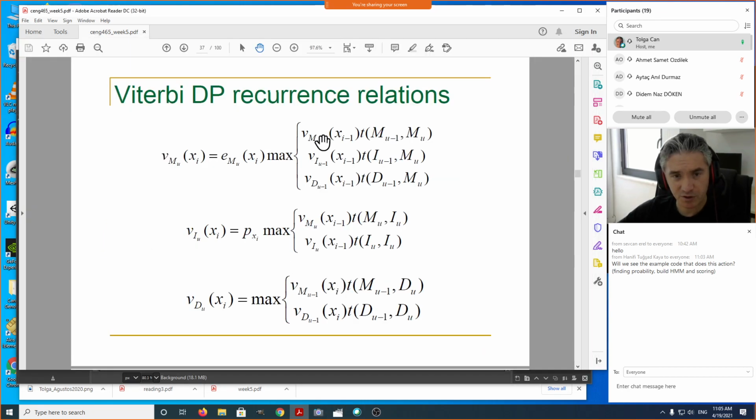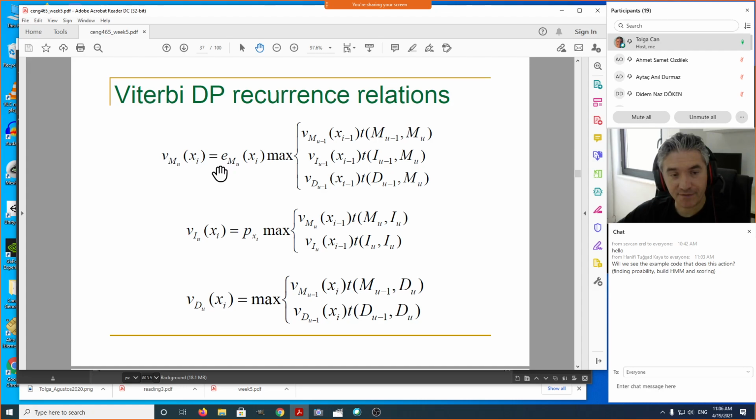But before that, let me just show you what these recurrence relations look like. For match states, the probability of the best path, by the way, I forgot to multiply with the emission symbol when we are at the match state. But if you look at this max part, it's basically saying the probability of the best path that ends at the match state and the last symbol observed is the ith character of my input sequence X.